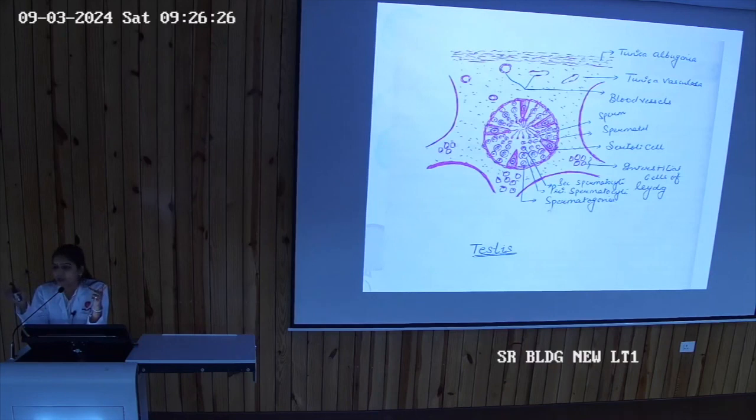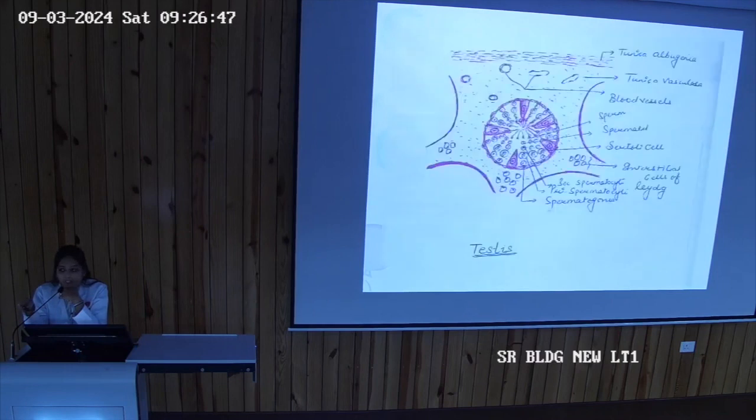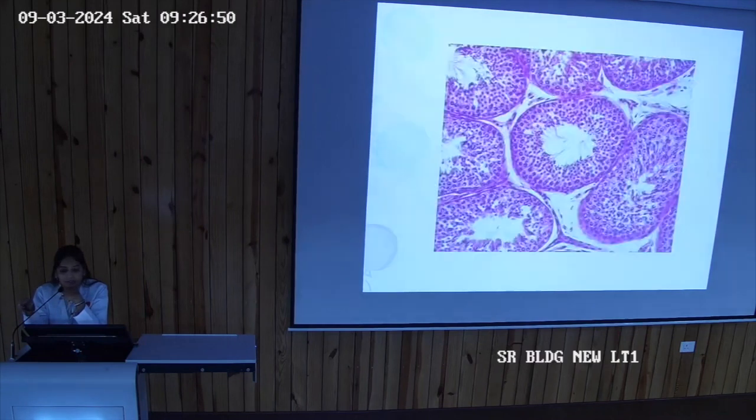Anti-Mullerian hormone, which regresses the development of the Mullerian duct. Yes. Transferrin, an iron transporting protein, and androgen binding protein, which concentrates testosterone, and phagocytosis of the residual cytoplasm. This is the bookish diagram, this is the hand-drawn diagram, and this is the microscopic picture.